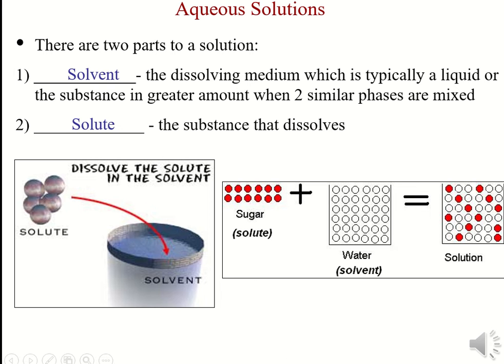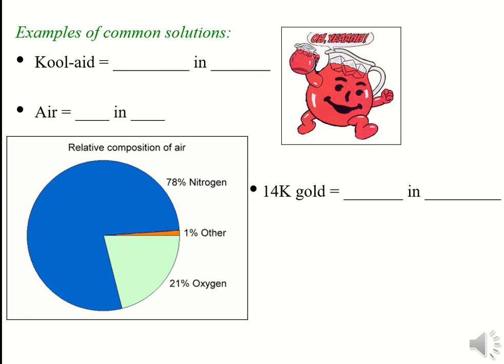The example on the right here shows sugar being dissolved into water. And so you have a solution of sugar water, where sugar is your solute, water is your solvent. Examples of some common solutions is Kool-Aid, which is basically just sugar and water. Yes, it has some food coloring, but it's basically sugar dissolved in water.